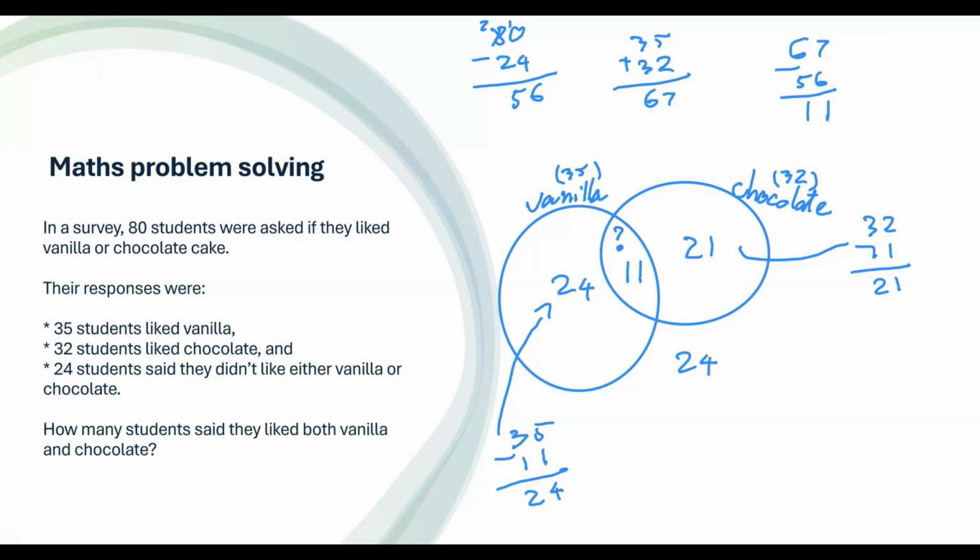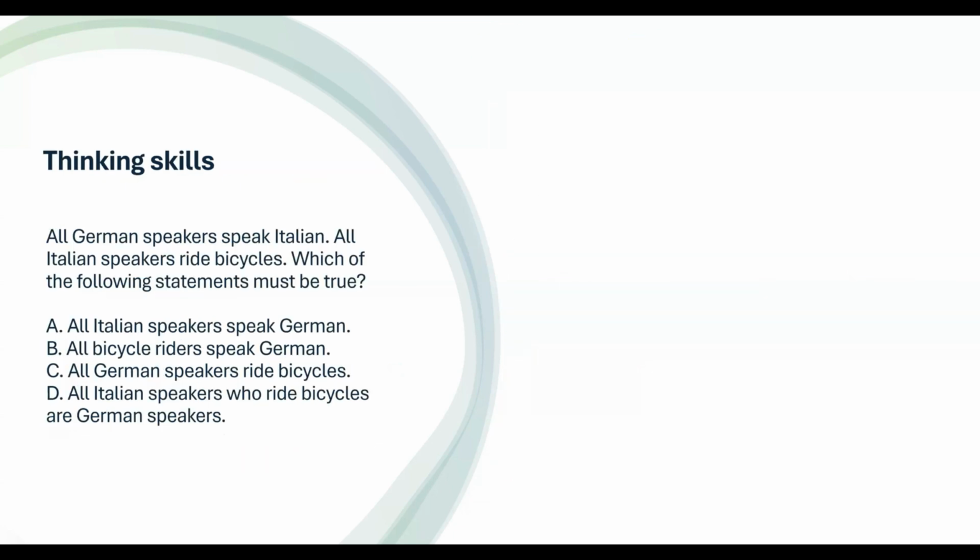Now, how many students said they like both vanilla and chocolate? Actually, we have overdone it. We already got the answer right here: the bit that goes into the middle. They like both. So the answer is 11. We don't have to do the extra bit. But if the question asks about many other things, you would have to create the entire Venn diagram. So we have seen an example of math that involves sets.